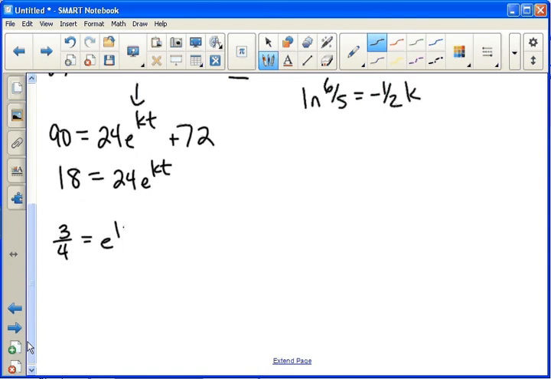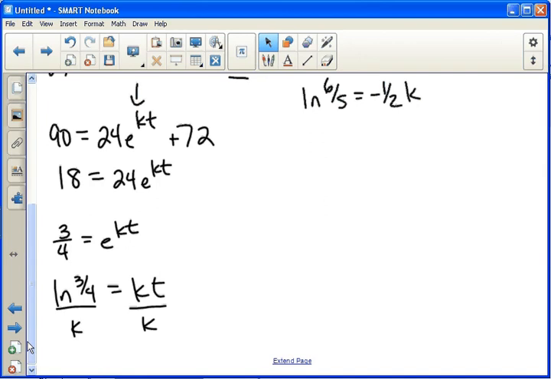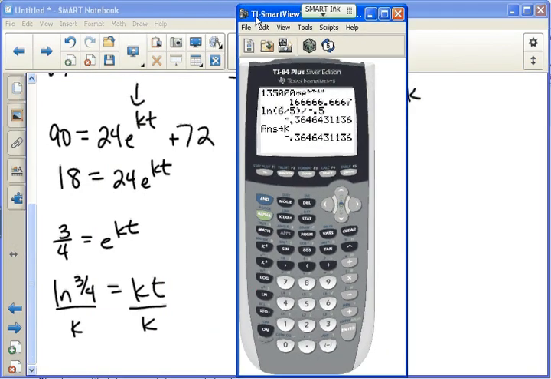Take the natural log of both sides to get rid of the e, and then divide both sides by k. Again, we have that k stored in our calculator, so I can plug in the natural log of 3/4 and divide by k, which I have stored, and I get 0.7889. So I know it took that many hours between when Despereaux died and when he was found. Let's convert that to minutes by multiplying by 60. So approximately 47 minutes had passed.